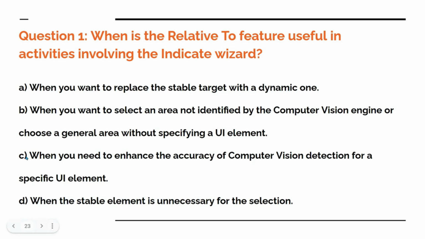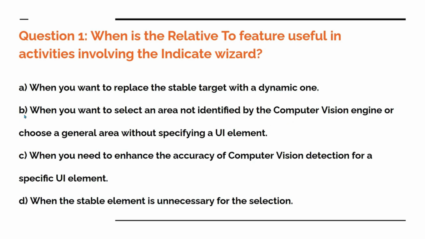And here are your different options. Let me read option A: when you want to replace the stable target with a dynamic one. Option B: when you want to select an area not identified by the computer vision. If the computer vision is not able to identify one of the UI elements, or to choose a general area without specifying a UI element. Let's say you want to type something in a specific area of a notepad or a Word document, right?